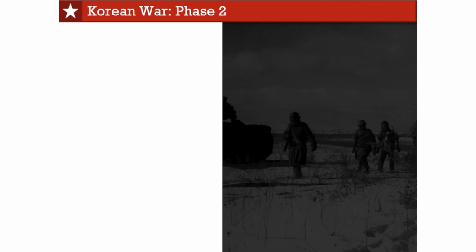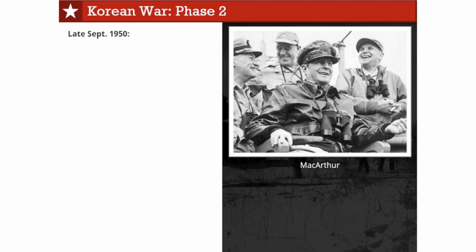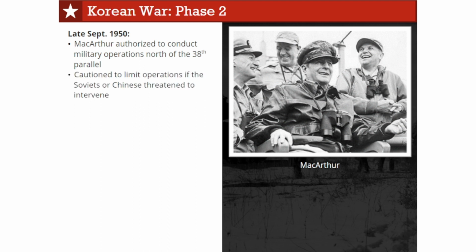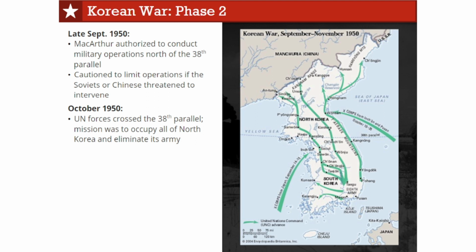After the victories of Incheon, Pusan, and the recapture of Seoul, a mounting sense that the war would soon be won emerged. Just days after Seoul was recaptured by UN forces, MacArthur was authorized to conduct military operations north of the 38th parallel, but he was cautioned to limit operations if the Soviets or Chinese threatened to intervene. By October 1st, UN forces had crossed the 38th parallel and headed northward towards Korea's border with Communist China. The mission now was to occupy all of North Korea and eliminate the North Korean army.